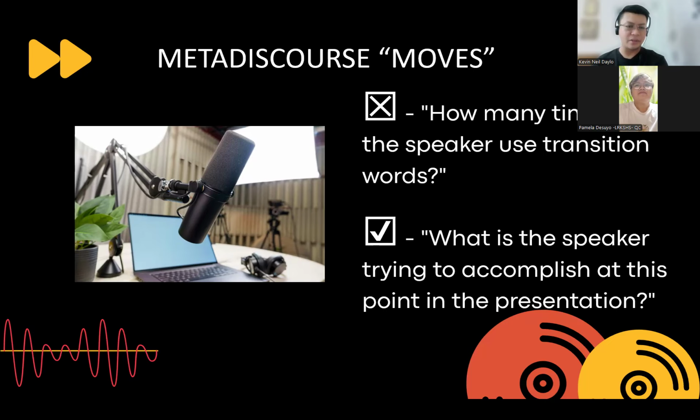And so instead of asking, "How many times did the speaker use transition words?" we ask, what is the speaker trying to accomplish at this point in the presentation? These moves help speakers organize information and help the audience follow the discussion. Or, as I like to say, meta discourse prevents the audience from getting lost halfway in the presentation.